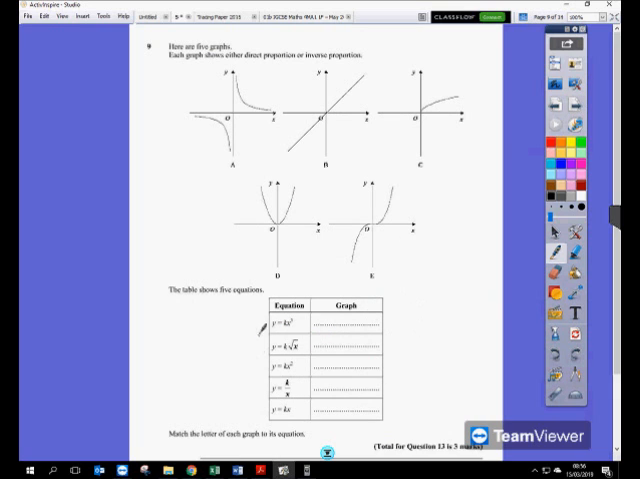So some of these are slightly easier than others. X squared is a bowl-shaped graph. So you look for the bowl, that's D. Y is equal to X, that's a straight line, so that's B. And then we have a few others. So y equals kx cubed. An x cubed graph has this kind of shape. So we're looking for one like that, and that's E.